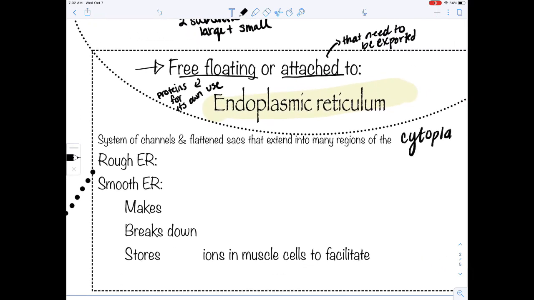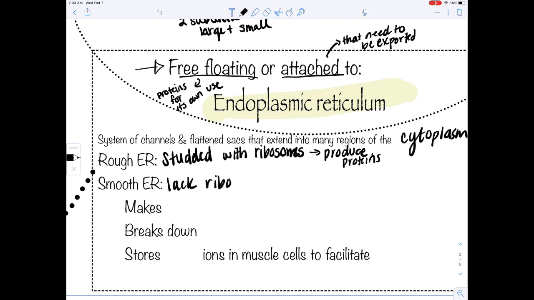Your endoplasmic reticulum is a system of channels and flattened sacs that extend into many regions of the cytoplasm. We have two types: rough ER and smooth ER. The rough ER is called rough because it's studded with ribosomes, which are producing your proteins. Your smooth ER lacks the ribosomes. It's in charge of making lipids, hormones, and steroids.